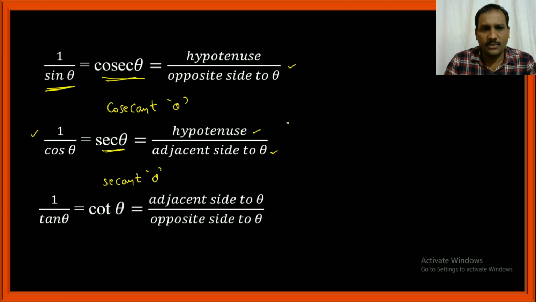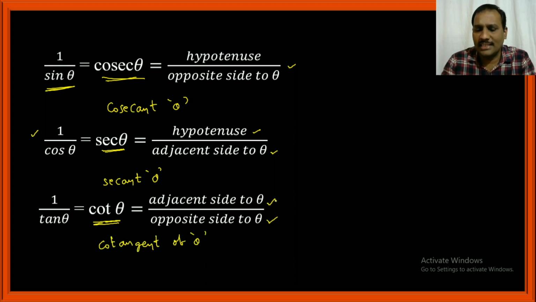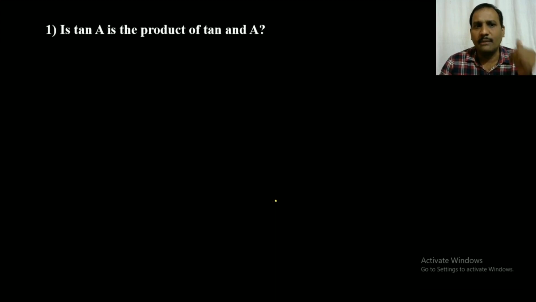The next one is 1 by tan theta, that is cot theta, the reciprocal of tan theta. The full form of cot theta is cotangent of theta. Cotangent of theta is defined as the adjacent side to theta by the opposite side to theta. So these are the 6 trigonometric ratios we have.